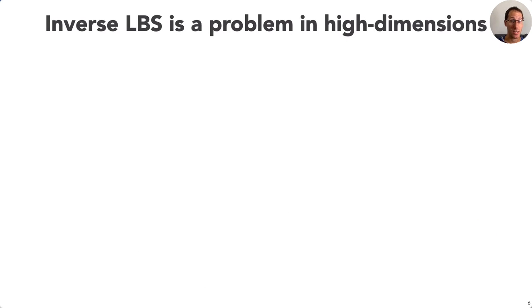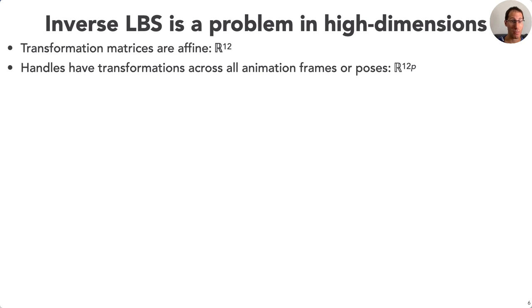Our approach is that inverse linear blend skinning is a problem in high dimensions. We can think of transformation matrices, these affine matrices, as points in R12, 12-dimensional space. And a handle has a transformation matrix across all animation frames or all poses. So that's 12p, p for the number of poses, so R12p, a 12p-dimensional space. And here we've got little coordinate axes for 12p-dimensional space.